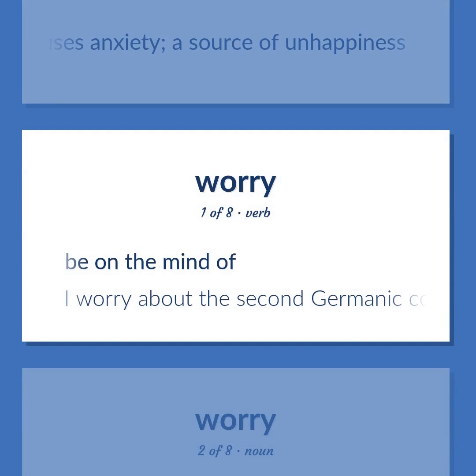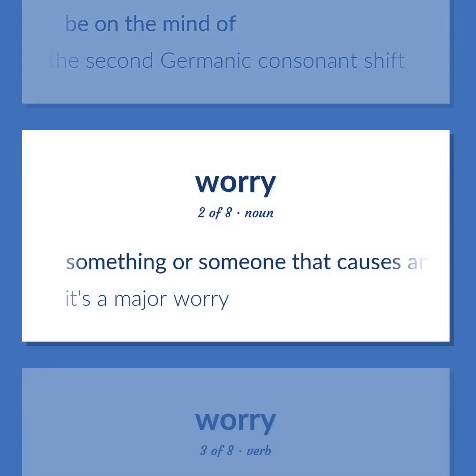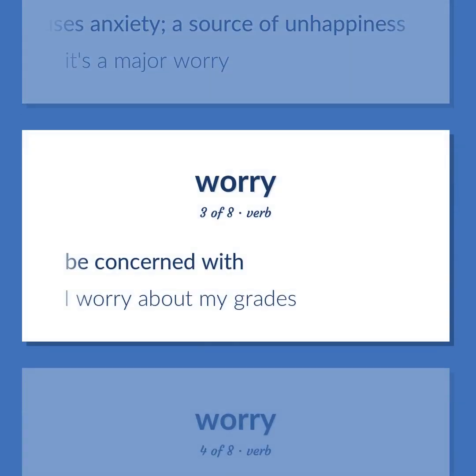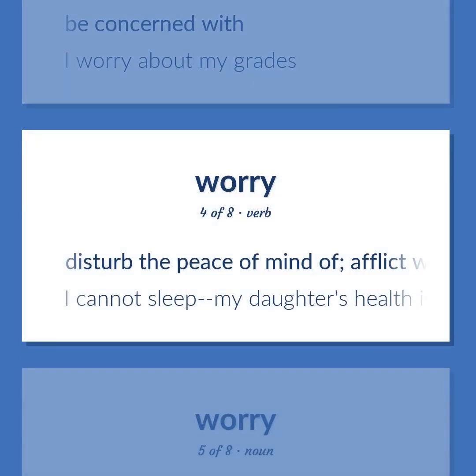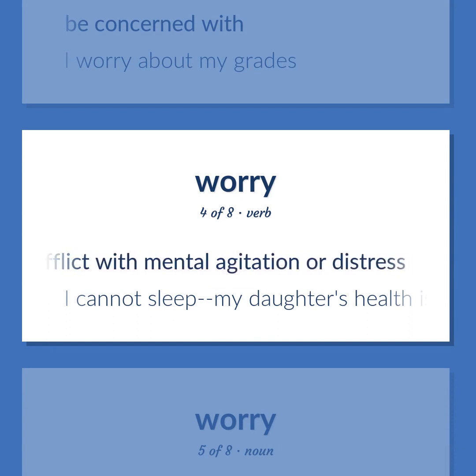Be on the mind of. I worry about the second Germanic consonant shift. Something or someone that causes anxiety, a source of unhappiness. It's a major worry. Be concerned with. I worry about my grades. Disturb the peace of mind of. Afflict with mental agitation or distress. I cannot sleep. My daughter's health is worrying me.